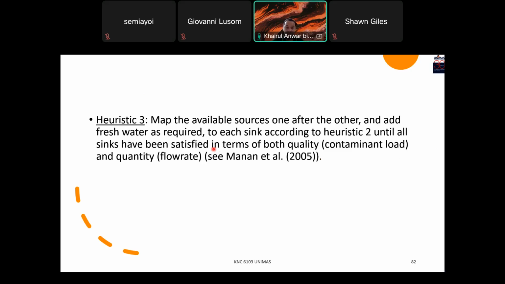Heuristic 3. Match the source 1 to the other, and fresh water is required, sorted according to quality.